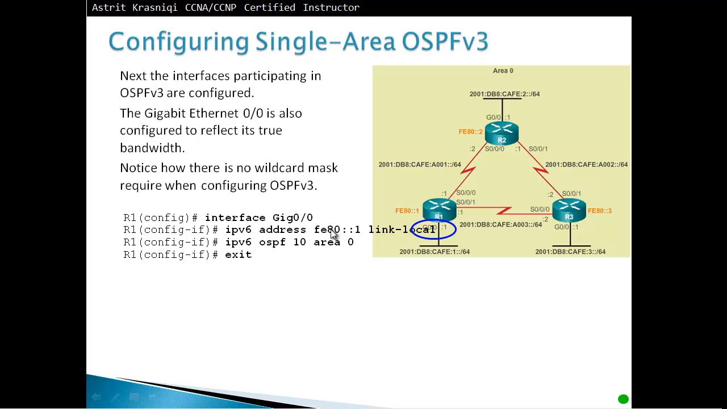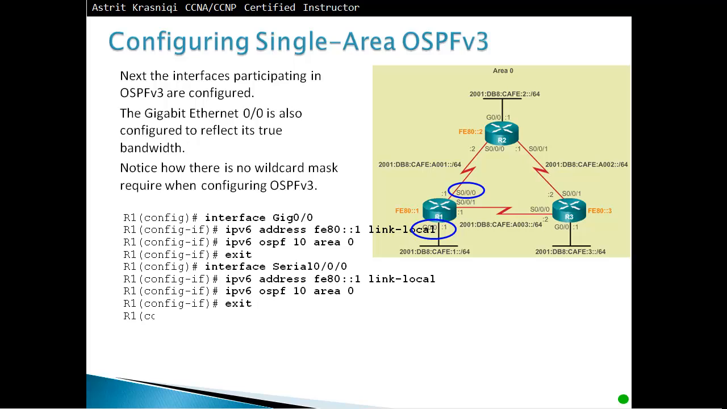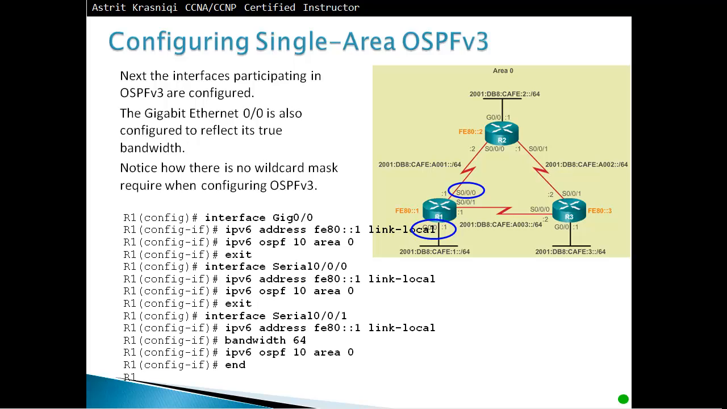It's good to have this link local address configured, because all the updates are going to have this link local as a source. We go to interface serial 0/0/0, enable that, and serial 0/0/1 as well. You see, all link local addresses are exactly the same, FE80::1. The reason is that these are confined within the network. They do not travel from one network to another, so you can have the same IP address. It's similar to APIPA in version 4. We have enabled bandwidth 64 as well to reflect the bandwidth for serial 0/0/1.